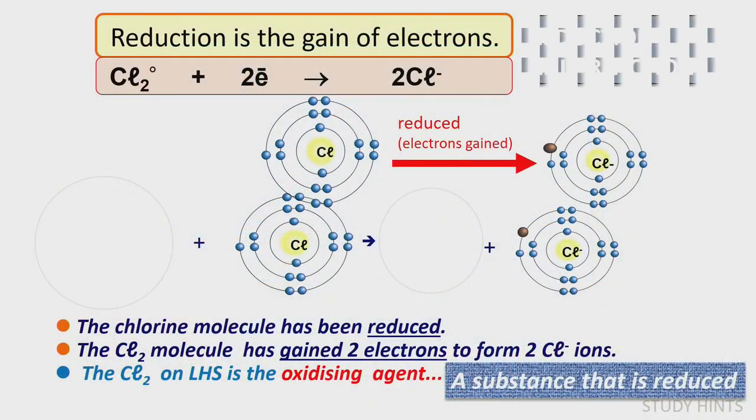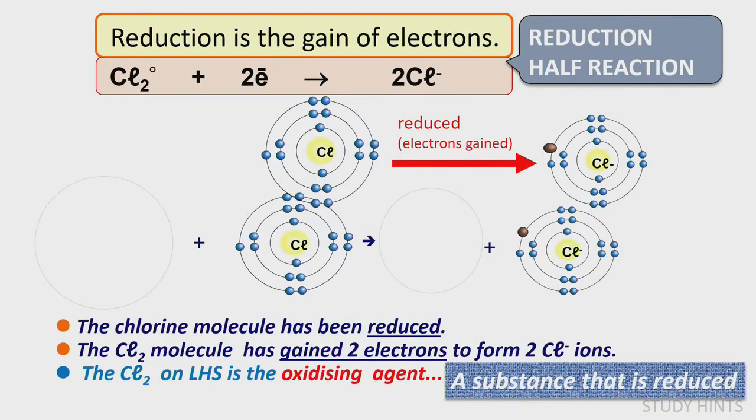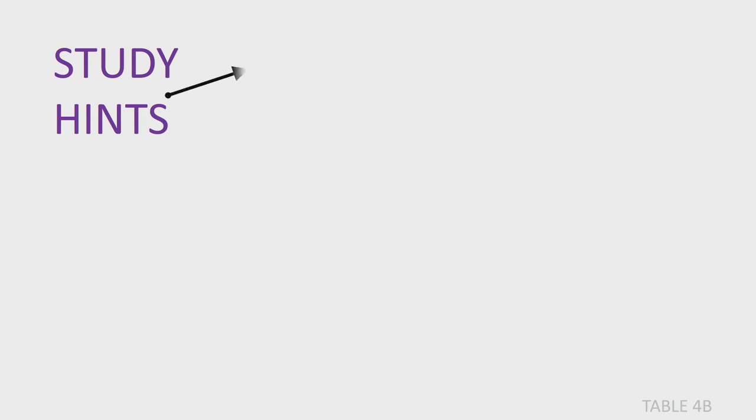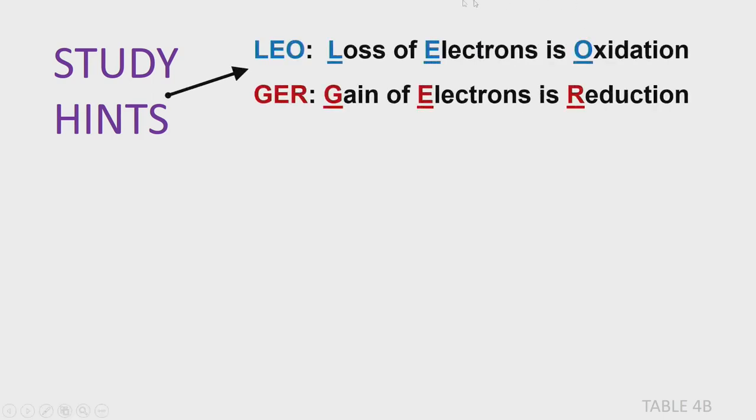Now, one more thing. How does one remember these things? But don't worry, we've got study tips for you. Maybe we should look at the screen quickly to find that out. So I call that the reduction reaction. And then I've got my study tips. What are the study hints we have? One, I can remember the abbreviation LEO: loss of electrons is called oxidation. Or GER: gain of electrons is called reduction. That is what it's called.